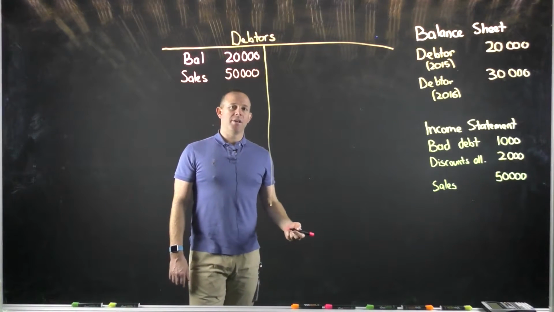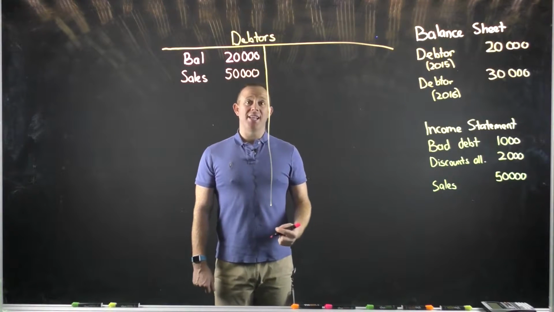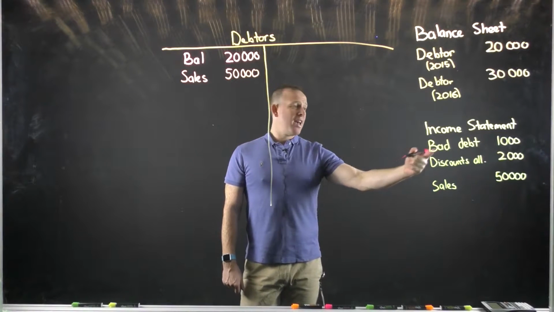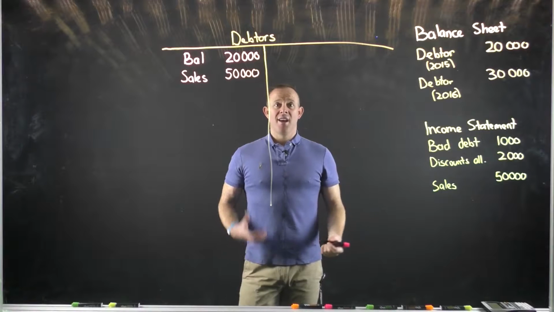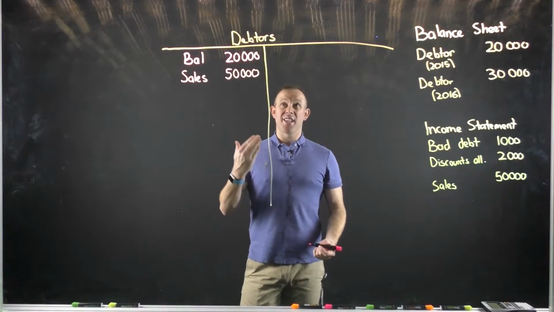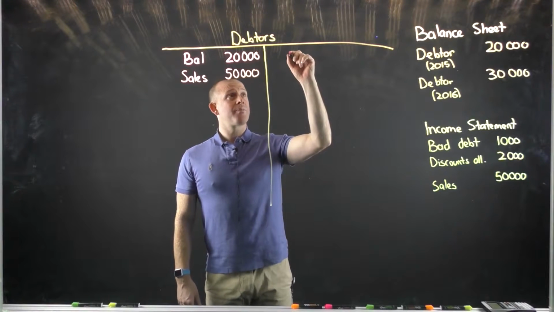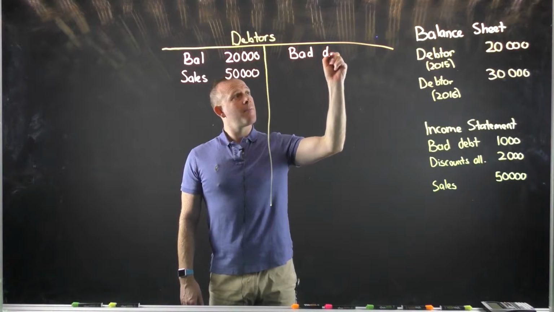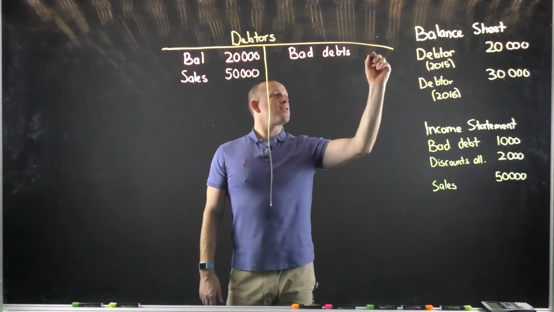Sometimes during the accounting period, not all our debtors pay their accounts back, so we need to write them off as bad debts. So we need to look in the income statement to see if there are any bad debts. And as we can see in this example, there is bad debts of $1,000. That's going to reduce the debtors account. So we need to write the bad debts off by writing them on the credit side. Bad debts, $1,000.